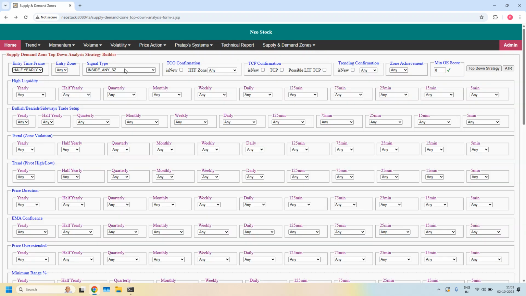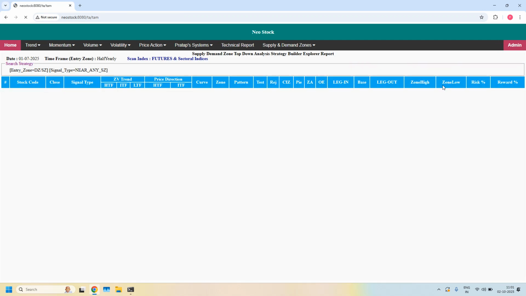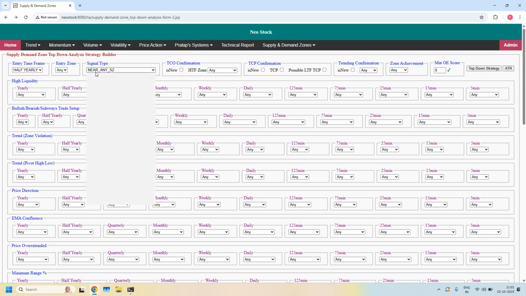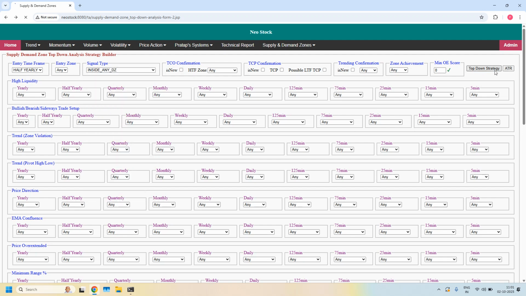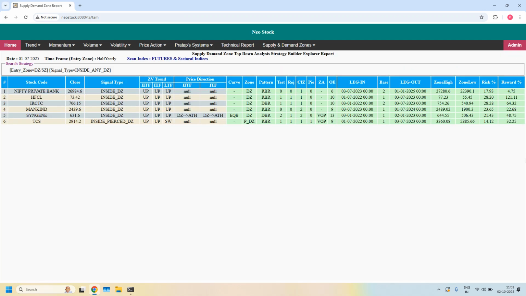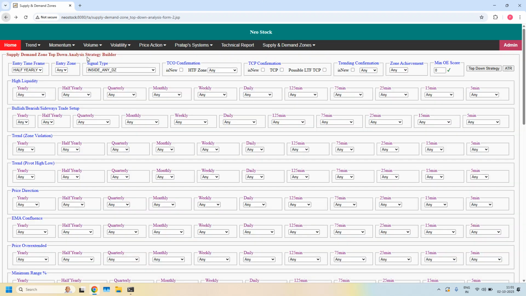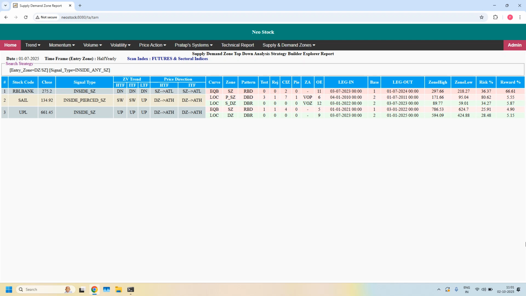Next, half yearly time frame. Stocks near half yearly demand zone, no stocks. Stocks near half yearly supply zone, also no stocks. Price closed inside half yearly demand zone, we got 6 stocks. Next, price closed inside the half yearly supply zone, we got 3 stocks.